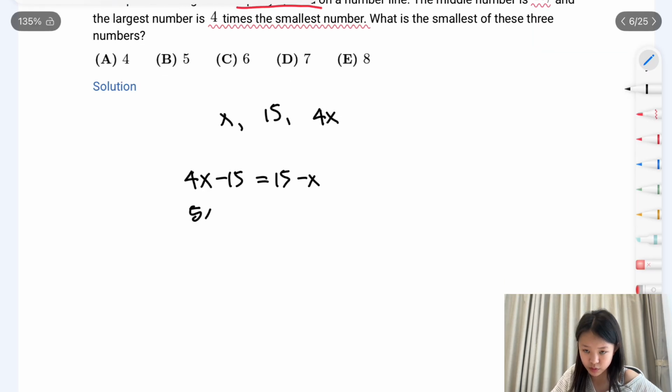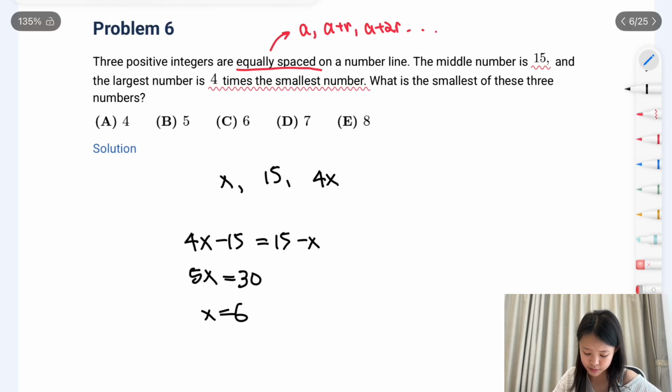And so this is a simple equation. We can just solve this directly. So x equals 6, which is the smallest number of these 3 numbers.